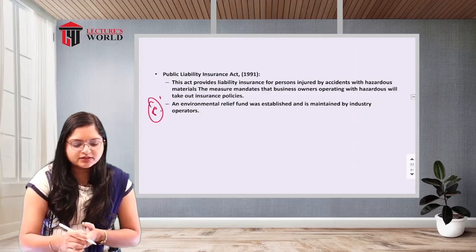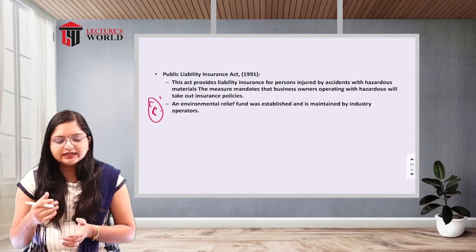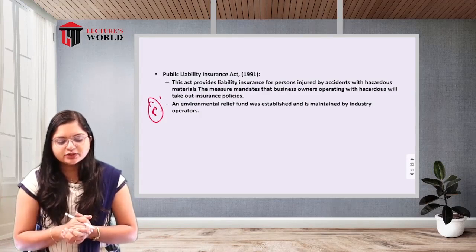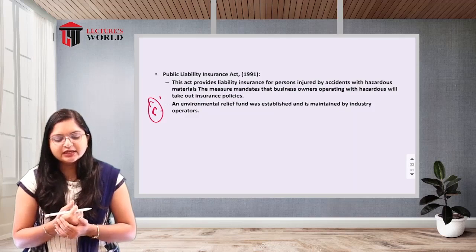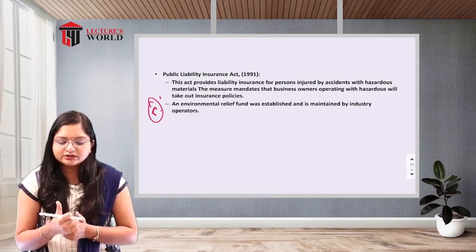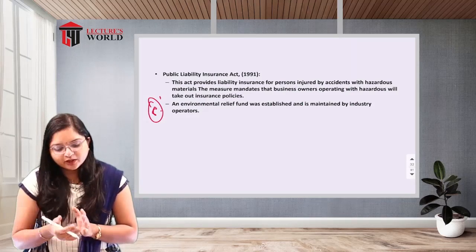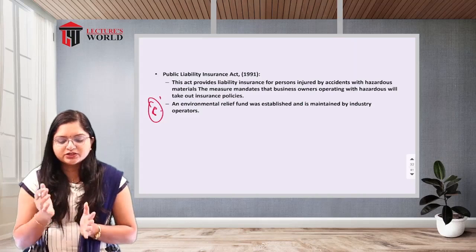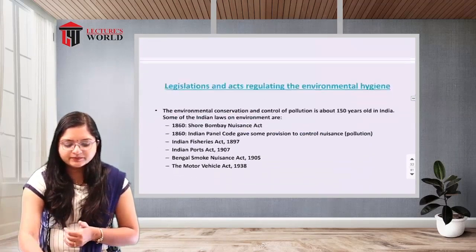And then the next is the Public Liability Insurance Act, which is in 1991. This act provides liability insurance for persons injured by accidents with hazardous materials. The measure mandates that business owners operating with hazardous materials take out insurance policies. An environmental relief fund was established and is maintained by industrial operators.